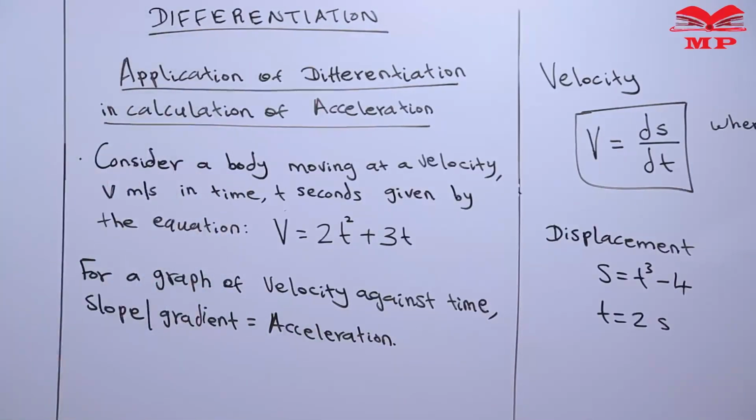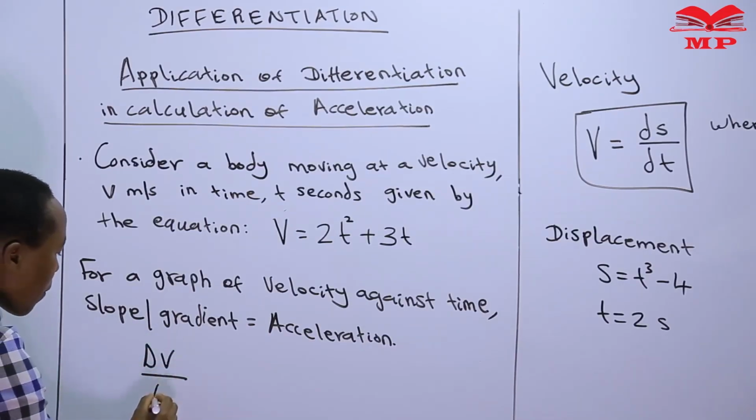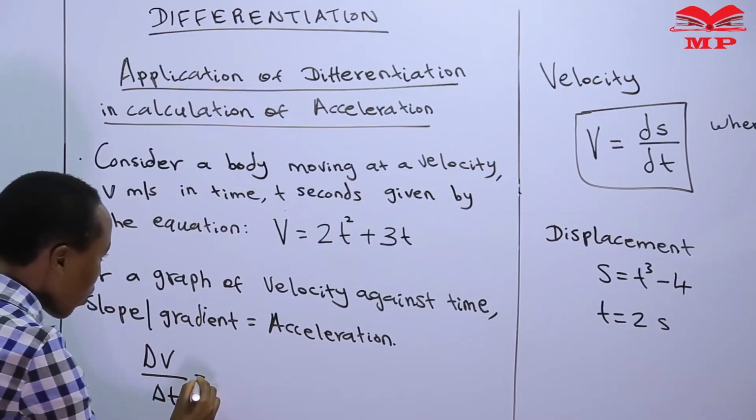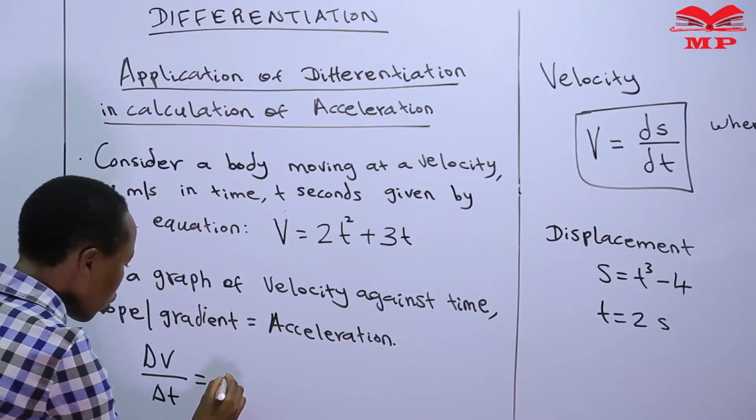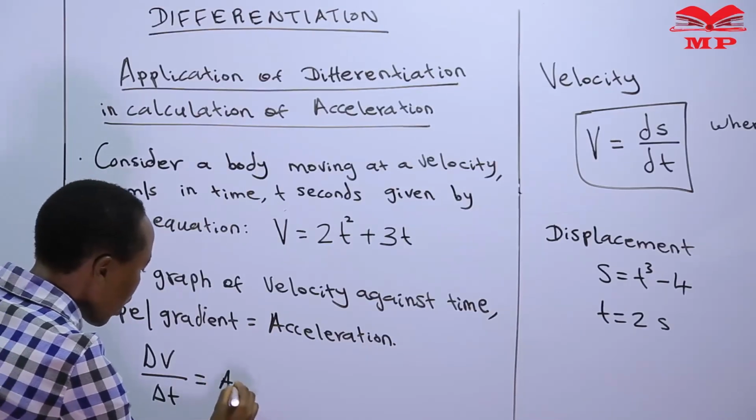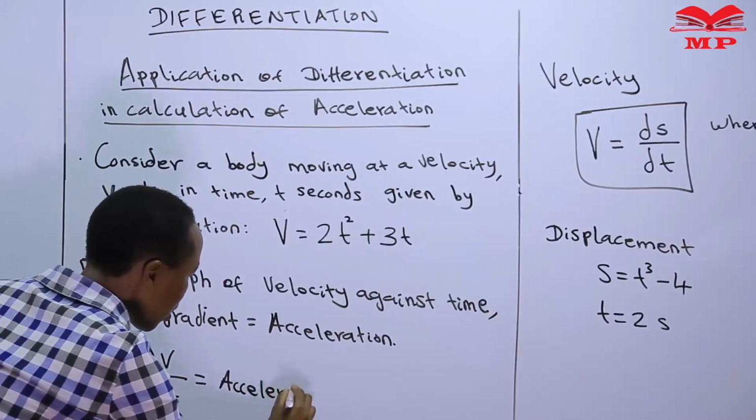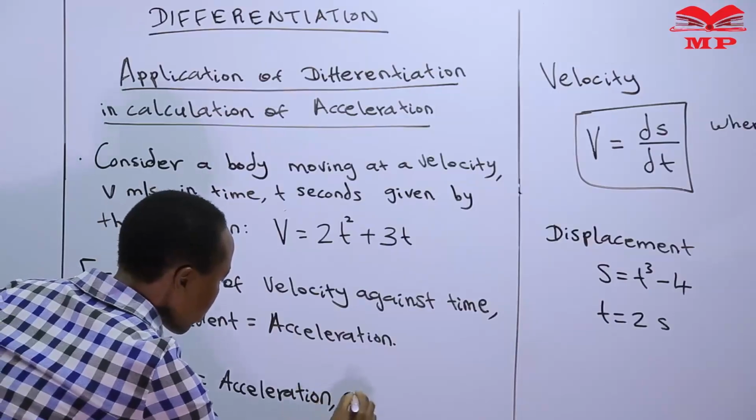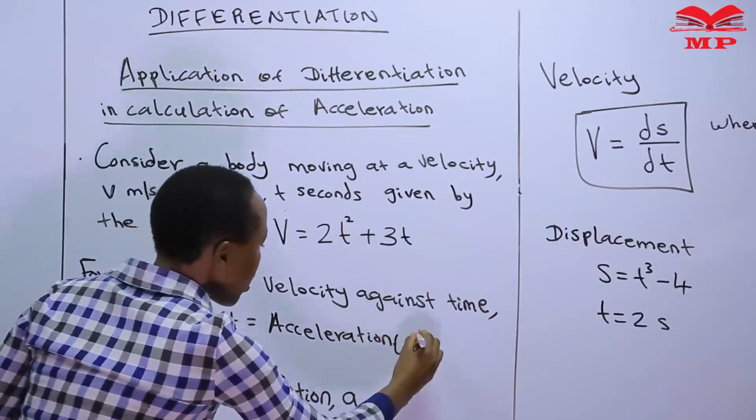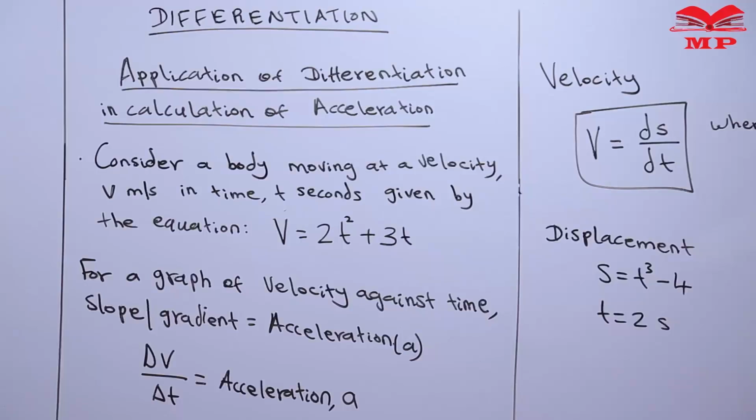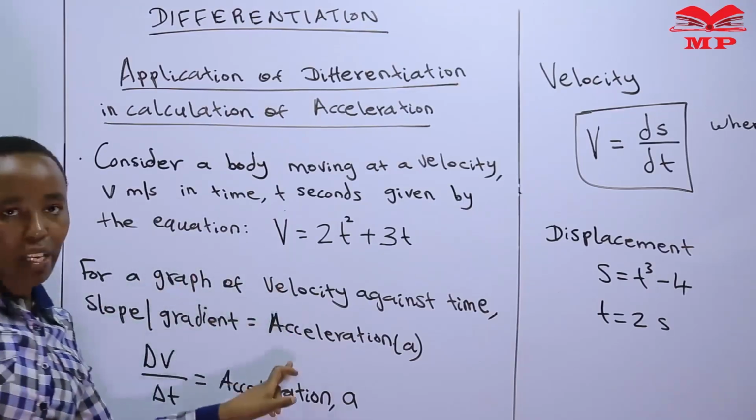Or simply, we know very well that change in velocity all over change in time will give us the acceleration. We talk of acceleration A, which is the symbol that we are using here for acceleration. Meaning that the gradient of a velocity time graph gives us the acceleration.